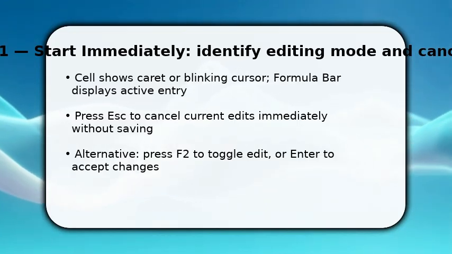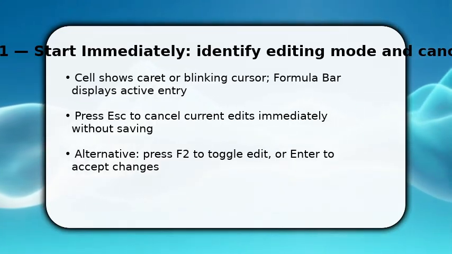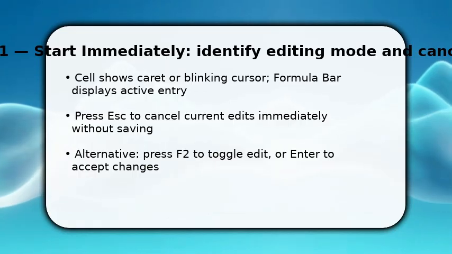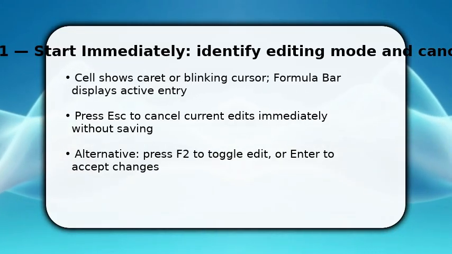Once done, you can press F2 to re-enter editing or use Enter to accept changes when you mean to save them. Make sure to watch the formula bar and cell outline so you don't confuse cancel with commit. Use ESC first when unsure.